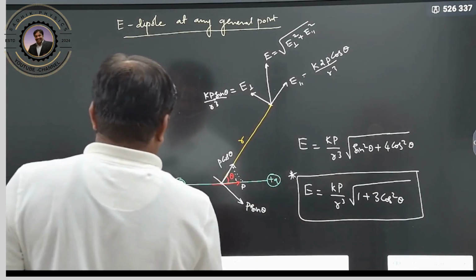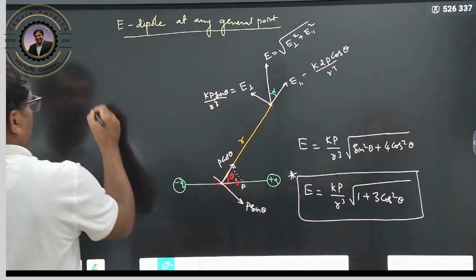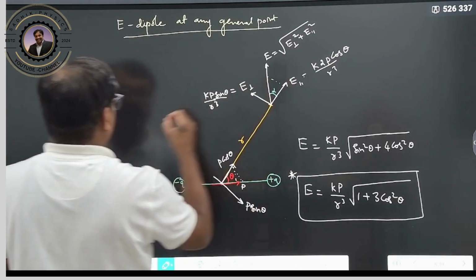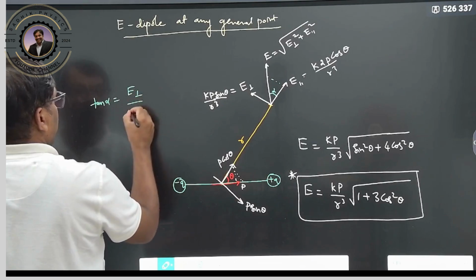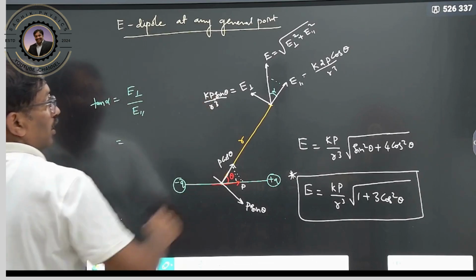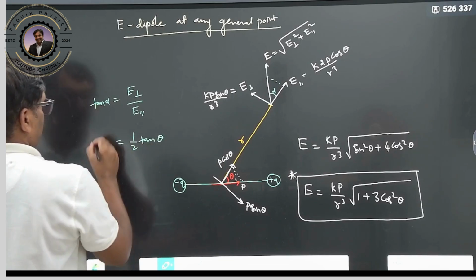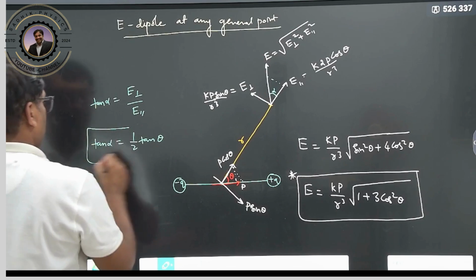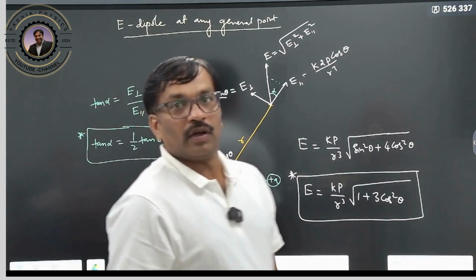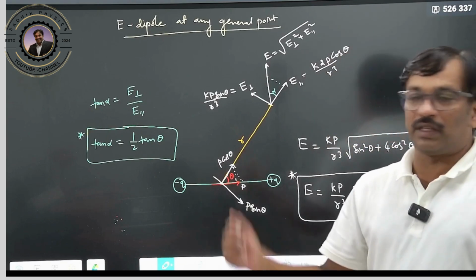Right. So what is the angle made with this now? This is your alpha. So tan alpha is E perpendicular divided by E parallel. E perpendicular is this one, and E parallel is this one, therefore it is 1 by 2 tan theta, which is tan alpha. So this is your direction of the electric field with the position vector.